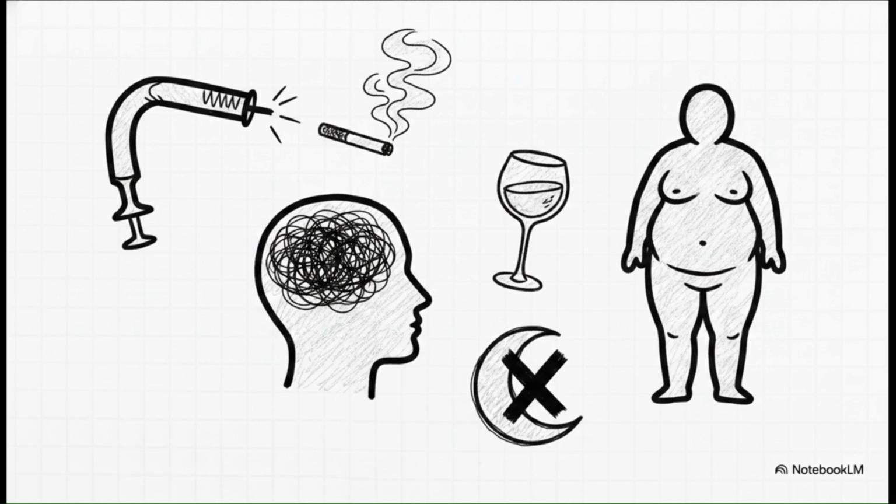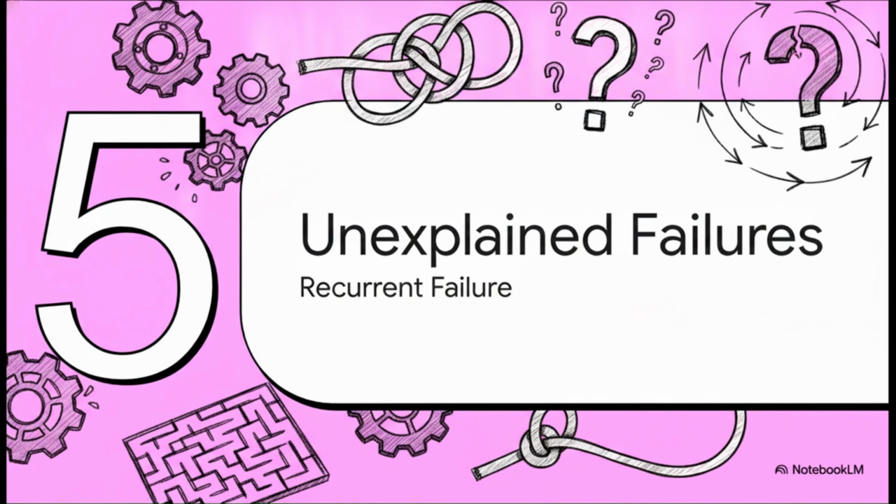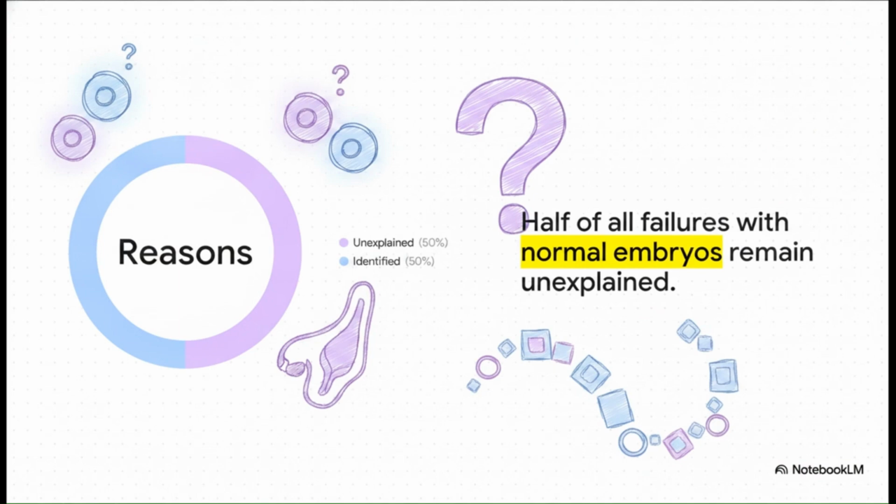These aren't just general health buzzwords, right? They are distinct variables that consistently lower success rates by quietly degrading both egg and sperm quality, as well as impacting how receptive the endometrium is. Finally, Section 5, Unexplained and Next Steps. Navigating recurrent failure. This brings us to what might be the toughest pill to swallow in this whole explainer.